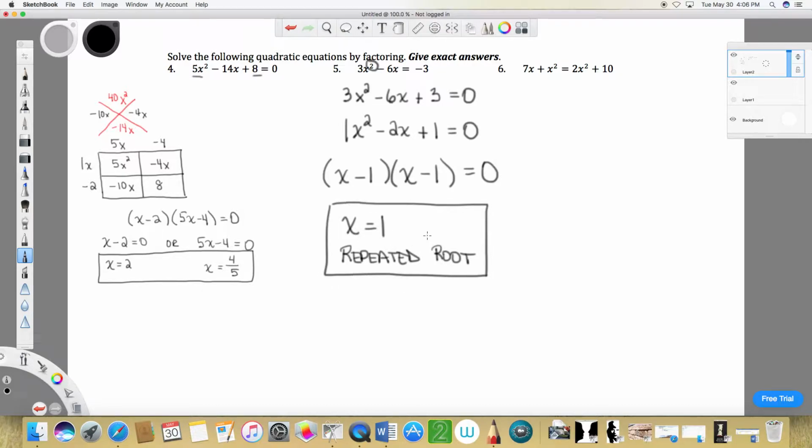We have found all of the solutions. That's really why I point that out. If somebody saw, hey, you just had one solution, but the degree was 2, where's your other solution? It's just repeated. It's x equals 1 or x equals 1 satisfies this equation.